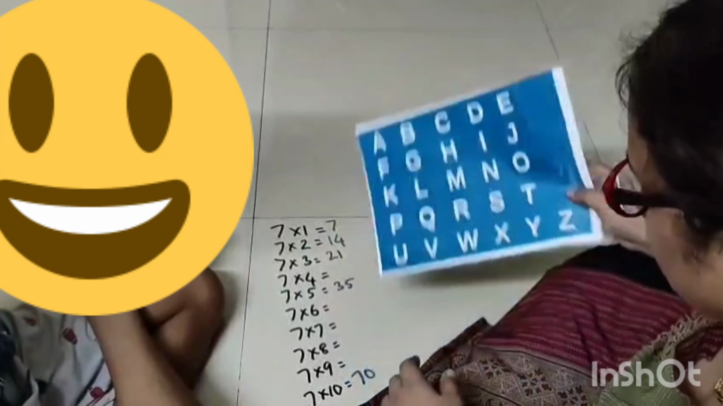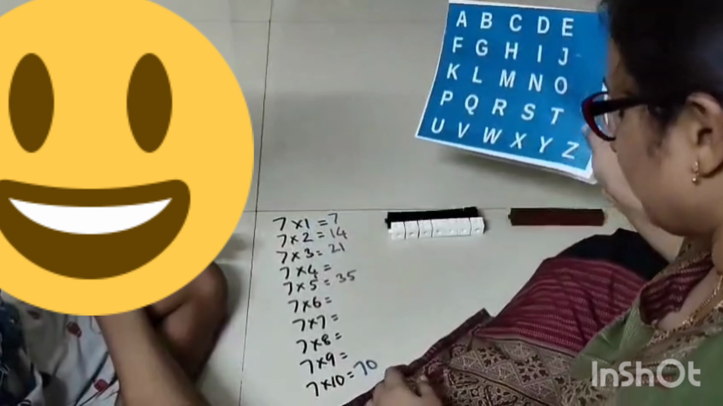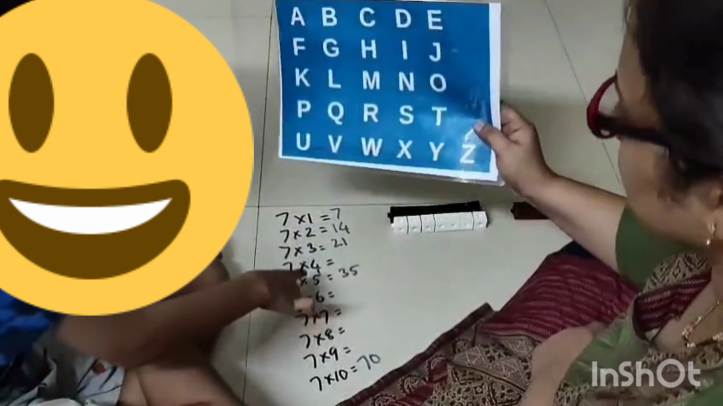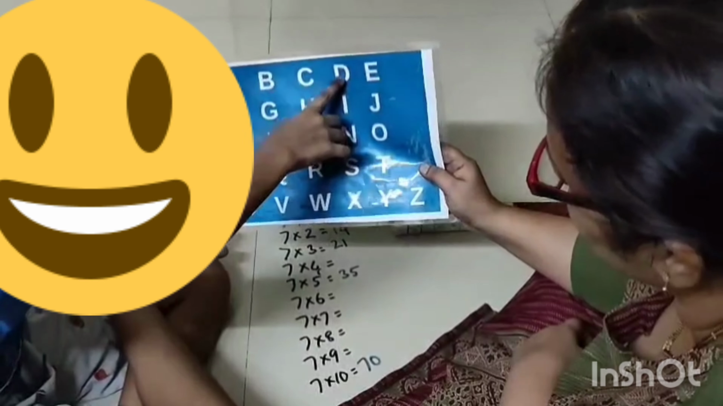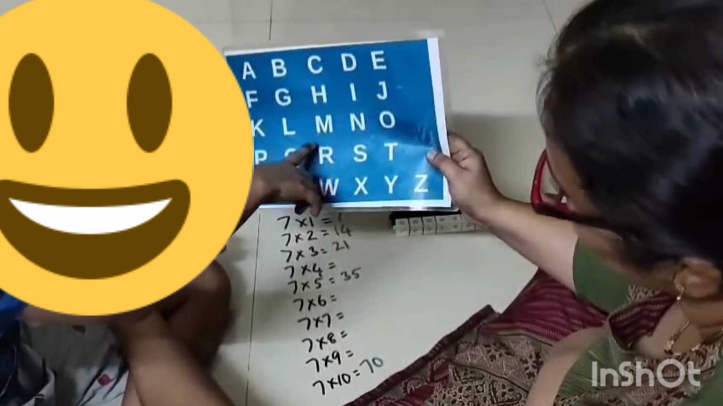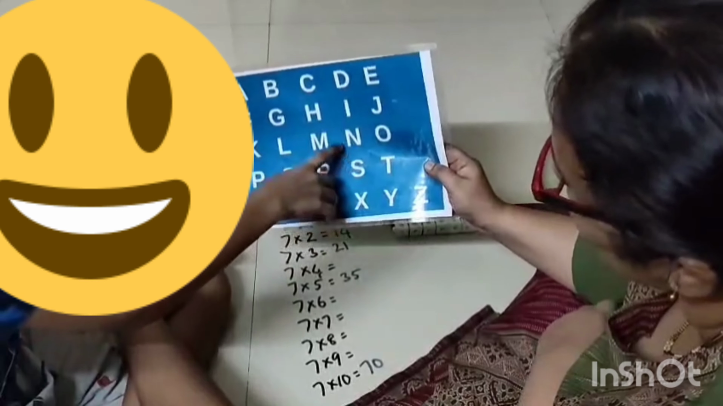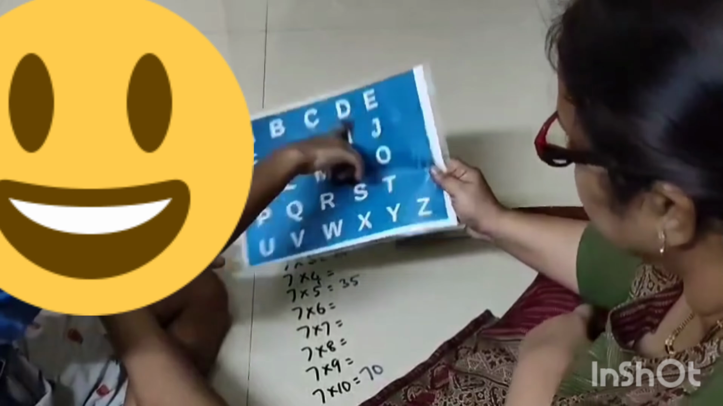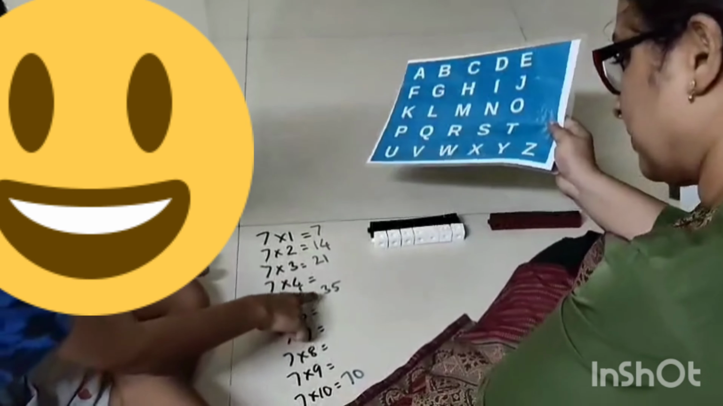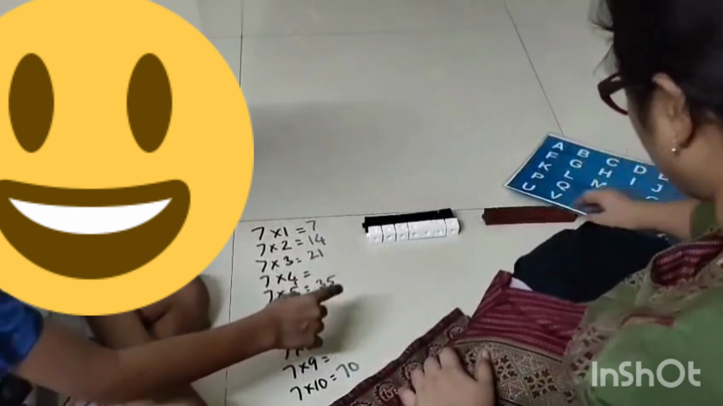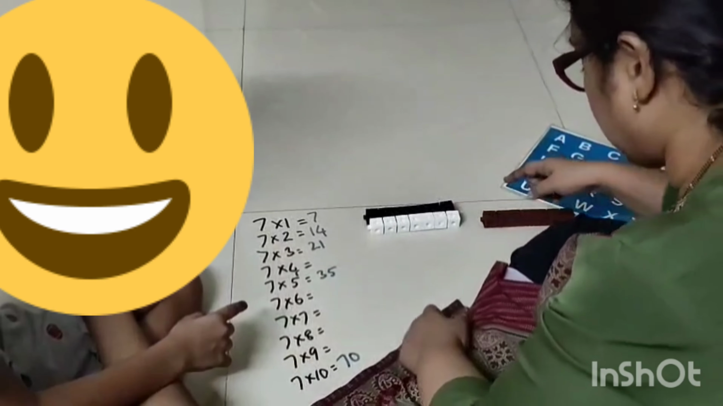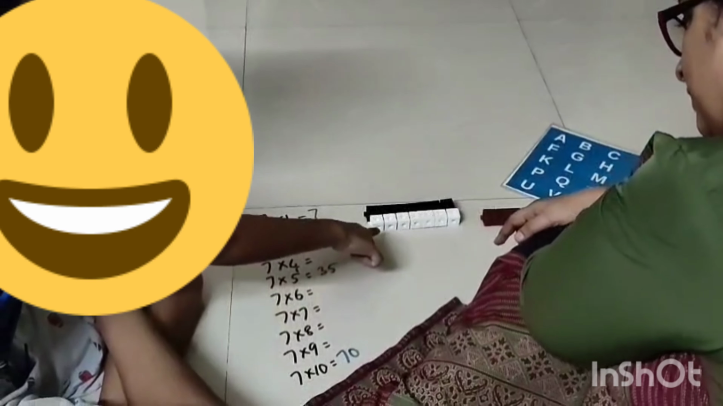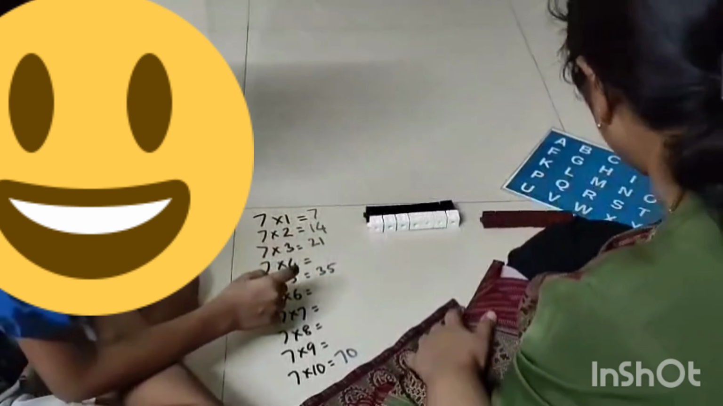So Shriram, we did 7 into 3. Now we are doing 7 into 4. How do you think we can find 7 into 4? Okay, you can show me here. D, O, U, B, L, E. Double of which of these? Double of which of these? This, that. Okay. So double of this.